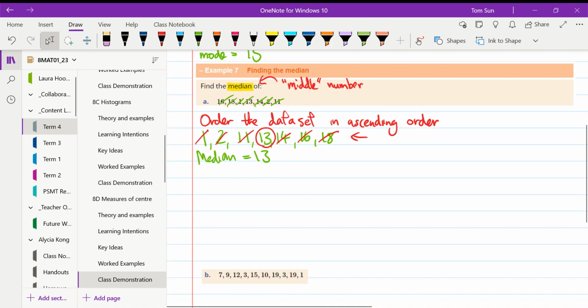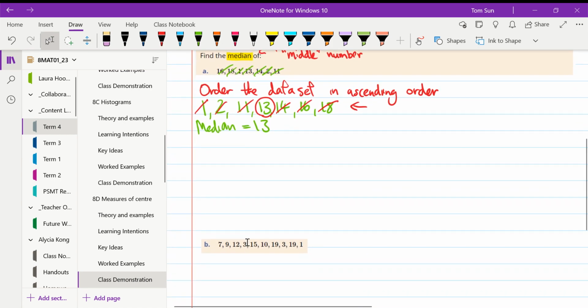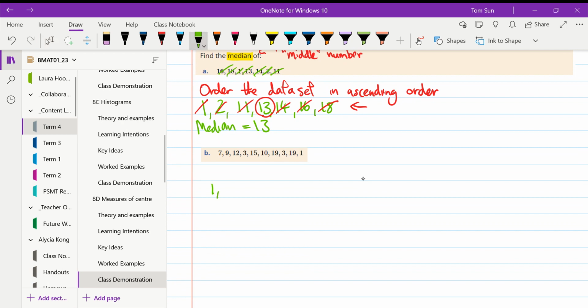Okay, here's the way to find the median. If we have this scenario here, I know we just found the median, but you'll see why we have to do this again. We're going to order it in ascending order, just like we did last time. 1, 3, another 3, a 7, a 9, a 10. Oh, that's 15. 10, 12, 15, 19. I'm crossing out the numbers to help me recognize which numbers I still have left, and there's still a 19 left.